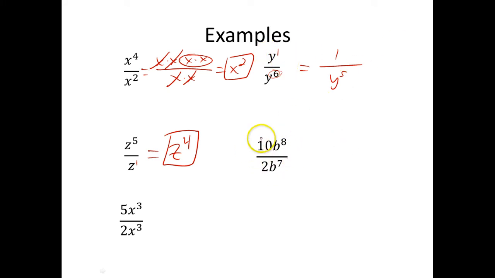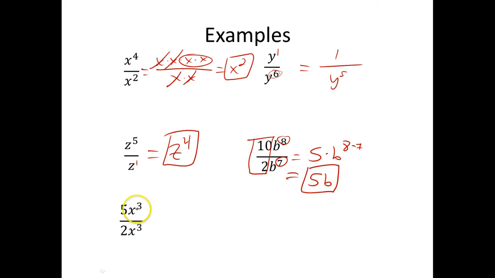Let's take a look at this one. Let's start with our numbers. So 10 divided by 2 is 5, and then 8 minus 7. So it's going to be 5 times b to the 8 minus 7, which is just 5b. Because 8 minus 7 is 1, so we just have 5b to the 1st, which is just 5b.